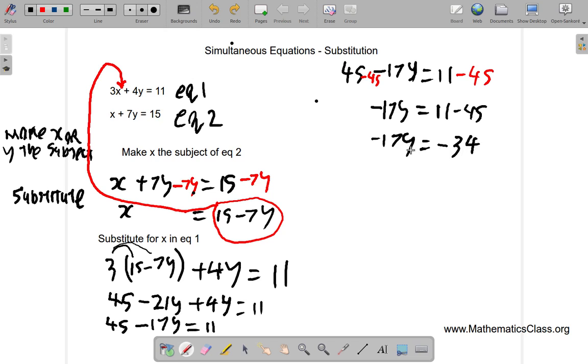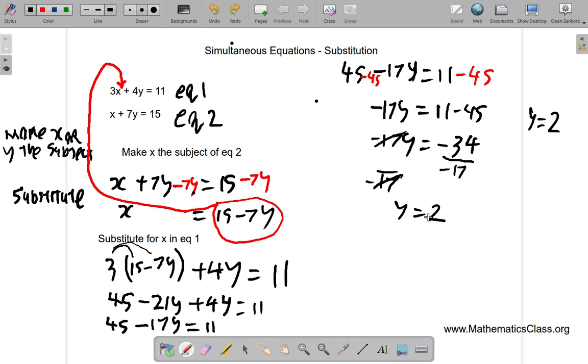Now you have negative 17y is equal to negative 34. You can say, which number does negative 17 multiply to give negative 34? You know it's going to be 2. But you can just divide also by negative 17. Negative 17 cancels itself. So you have y equals, you must divide the right hand side by negative 17 as well. And you have 2. So y equals 2. Good.